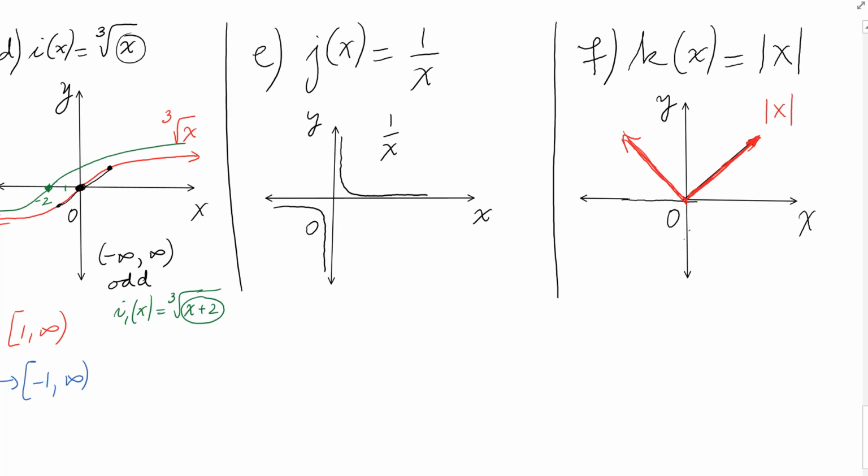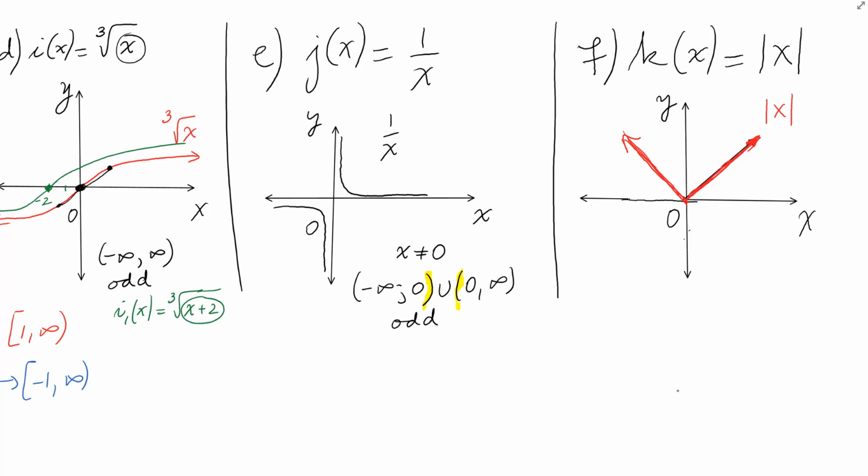Now let's take a look at problem E. J of x equals 1 over x. The graph is showing us that there is a problem when x equals 0, right? When x equals 0, the graph is broken into 2 pieces. So the domain would be -infinity to 0, union 0 to infinity. At the 0, we have open parentheses because x cannot be 0. We have no intercepts, and our function is symmetrical with respect to the origin, so this would be an odd function as well.